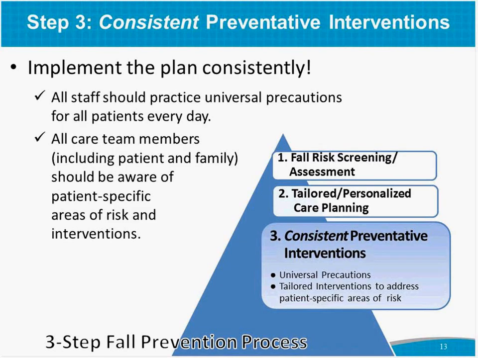And the third step is that we need to consistently implement the preventative interventions. So to do this, all staff should practice universal precautions for every patient every day. And all care team members, and we're including the patient and the family in the care team, they need to be aware of patient-specific areas of risk and what interventions are going to prevent that patient from falling.